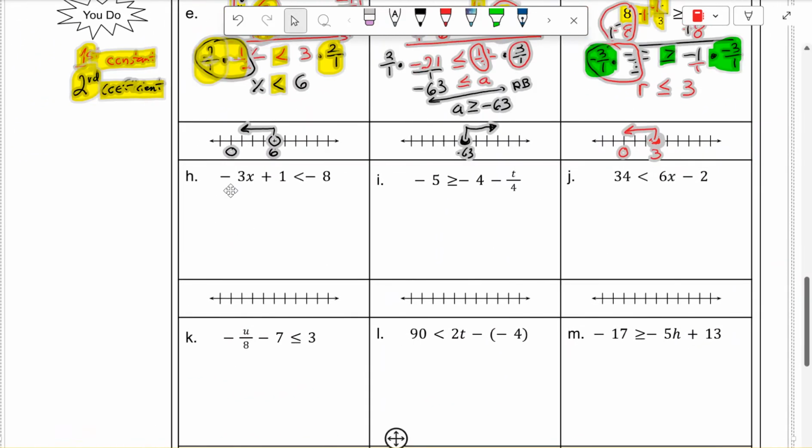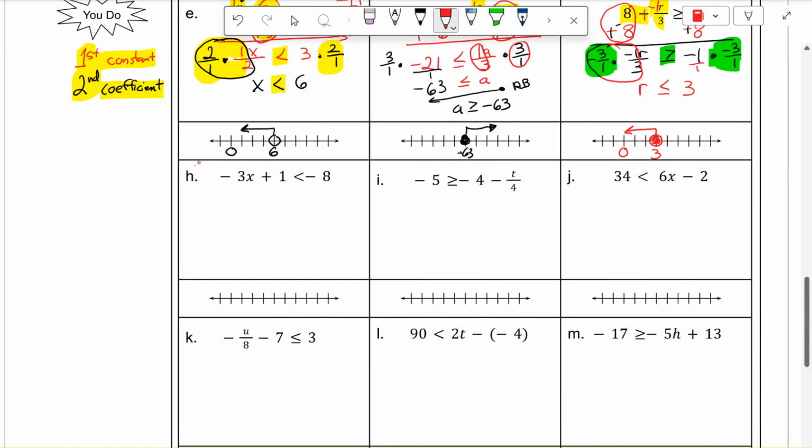And I'm going to have you pause the video and do H now. So go ahead and pause and try it on your own. You got to test yourself to see if you own this knowledge or you're just renting it. Pause the video.